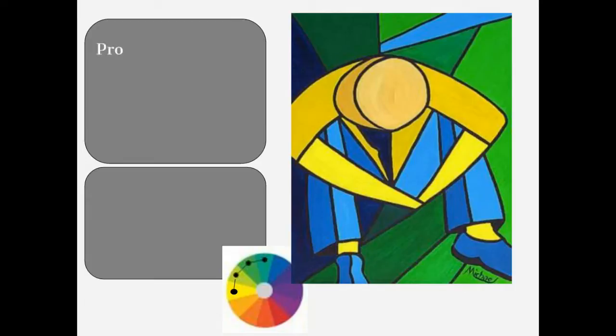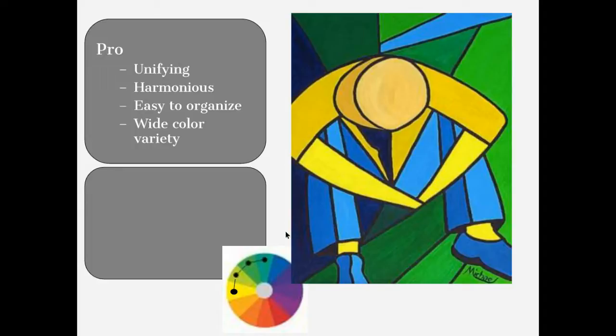This again has its ups and downs. It can be very unifying, so it pulls all the colors together, makes the whole picture have harmony. It's easy to organize because the colors are all very similar to one another. And this color scheme versus the other idea gives you a wider variety of colors to work with. The downside, again, is if you use more than 3 colors, it can dilute the effect.